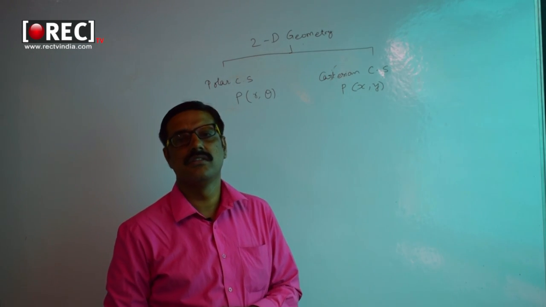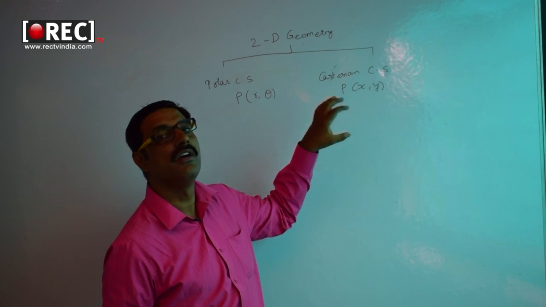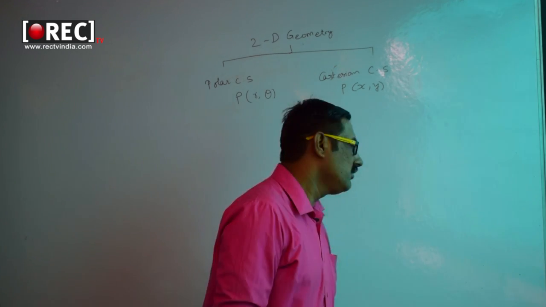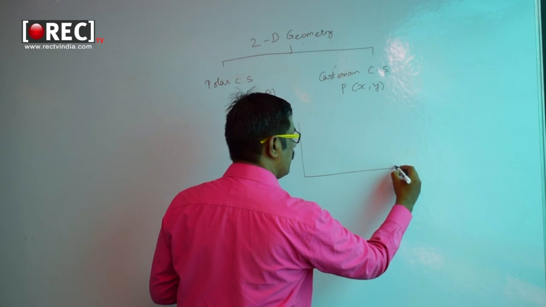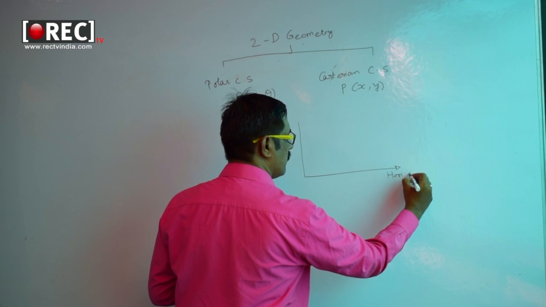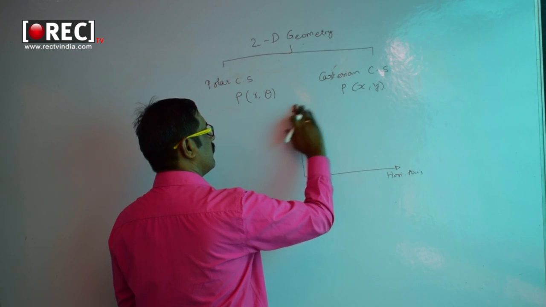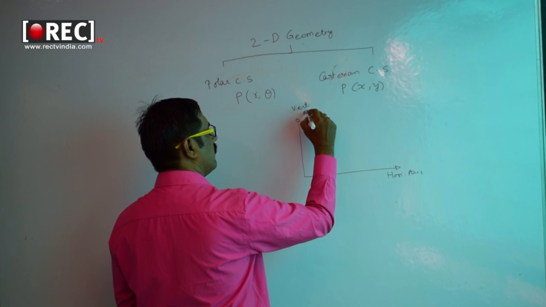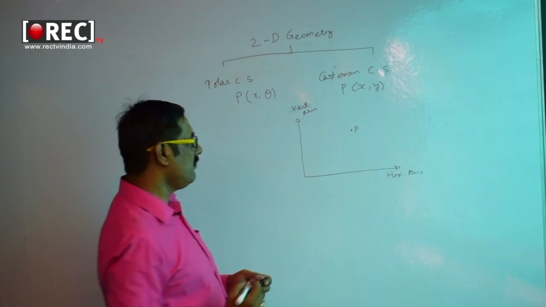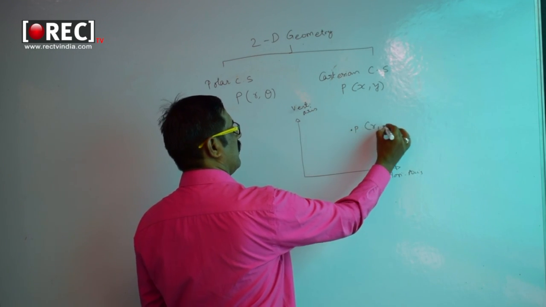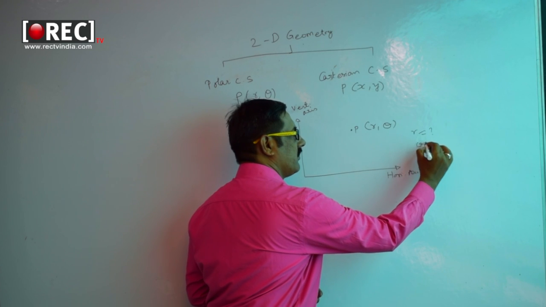Now, let me throw some more light on this 2D geometry. What is the Cartesian coordinate system and what is the polar coordinate system? Now, if I take an orthogonal axis like this, wherein this is the horizontal axis and this is the vertical axis, and if I have a point P around here, what is r and what is theta?